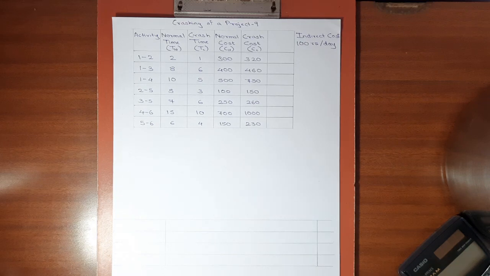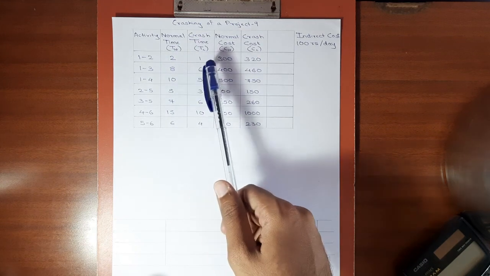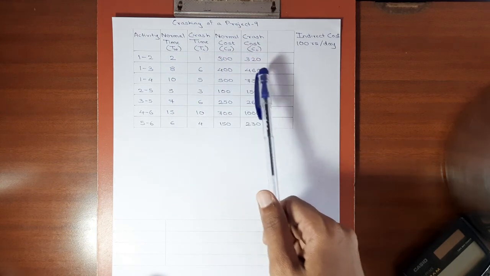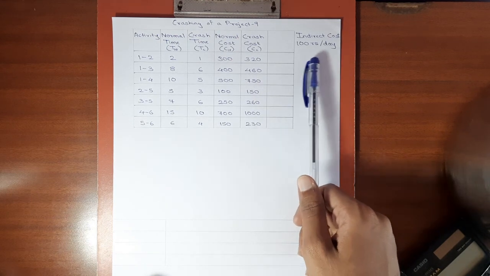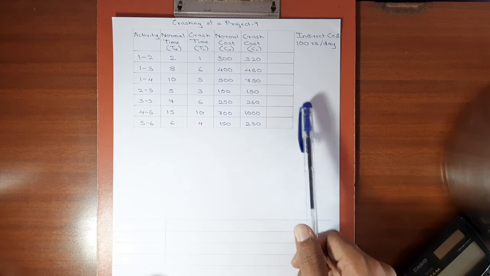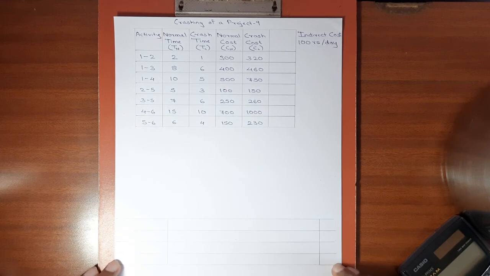Hello friends, today we are going to see another numerical of crashing of a project. The given data is we have all the activities, we have the normal time, normal cost and crash cost of every activity. The indirect cost given is 100 rupees per day. Now we have to crash this project and we have to find out the optimum duration and the corresponding cost in which this project can be completed.